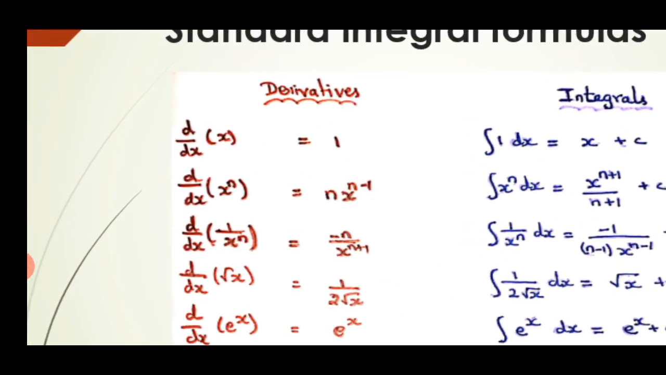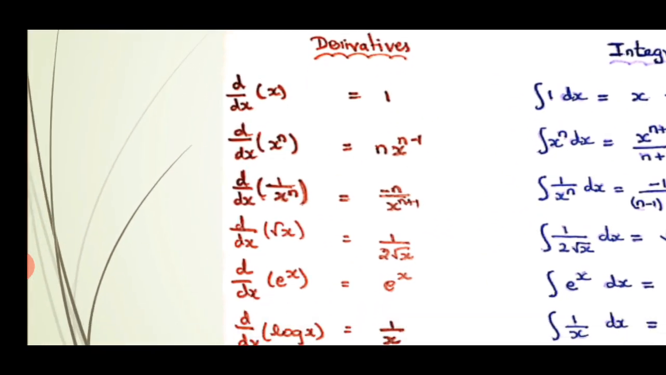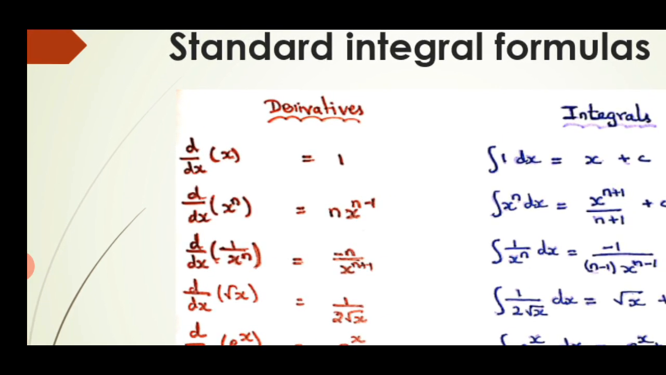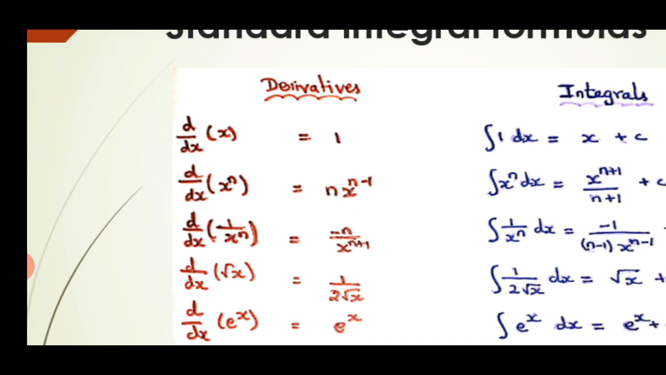So d by dx of x. We can say it as d by dx of x, or the derivative of x. So let me say it as the derivative of x. The derivative of x is 1, right?